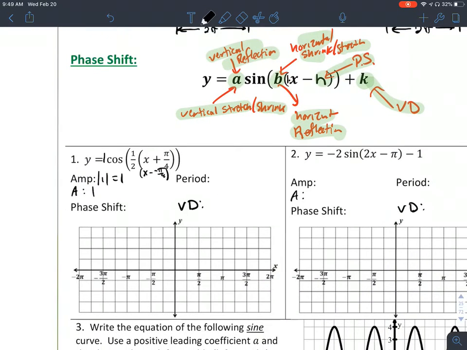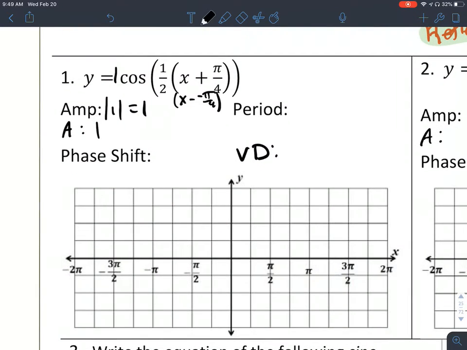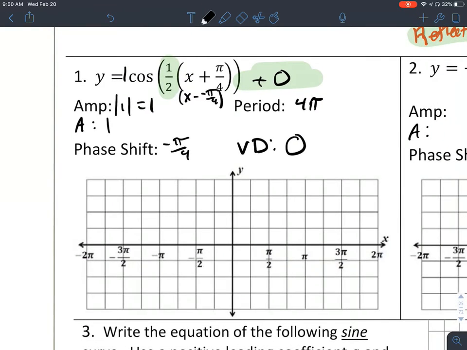Notice how the parent is written. It's supposed to be x minus a number. We are subtracting negative pi over 4, so the phase shift is negative pi over 4. The period length for this is 4 pi, and the reason is this 1/2, this is between 0 and 1, it stretches the graph by the reciprocal of that number, which is 2. So if the normal period is 2 pi, and we double it, it's going to be 4 pi. Vertical displacement is the number that we're adding or subtracting at the end, and that's a 0. This does not go up or down.